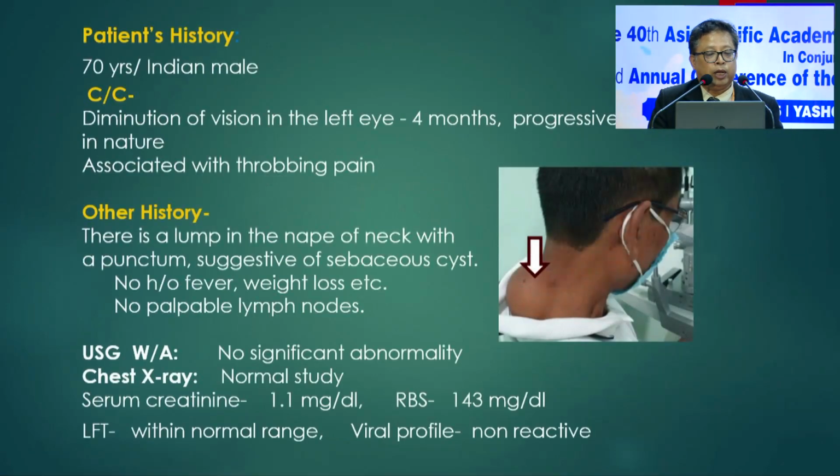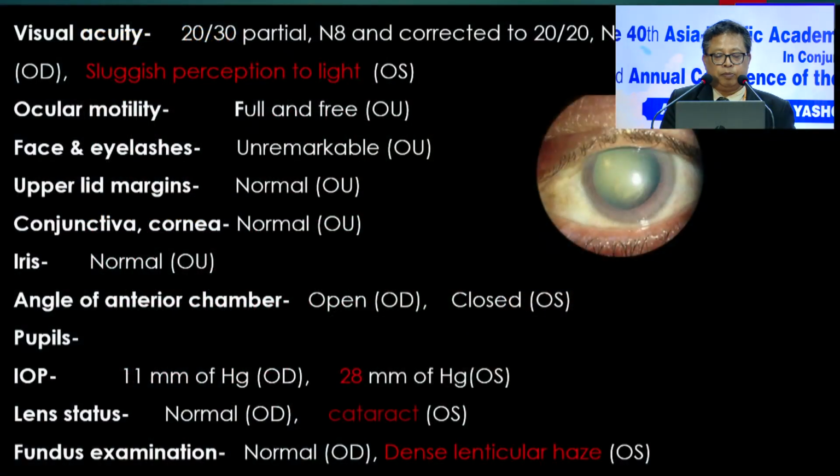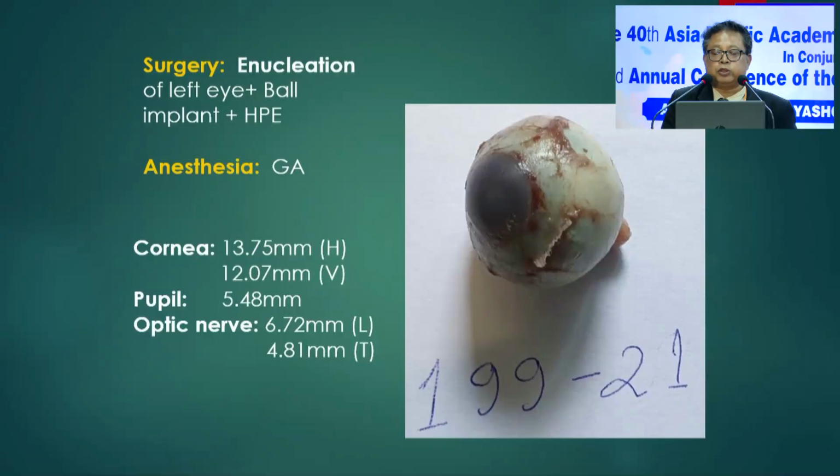It is a 70-year-old Indian male with progressive diminution of vision in the left eye, and there's a lump in the back of the patient. We saw this patient during the COVID time. The vision was poor and the pressure shot up to 28 mercury. There was a dense lenticular haze and perception of light in the left eye, and it was also enucleated. The measurements, etc., were done.